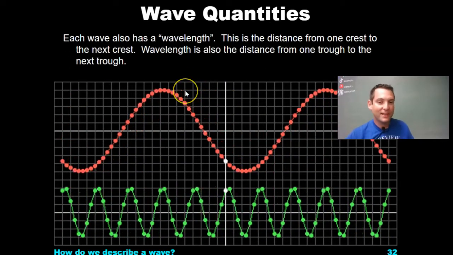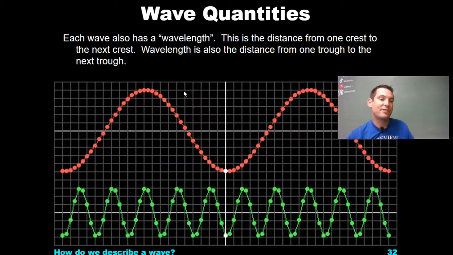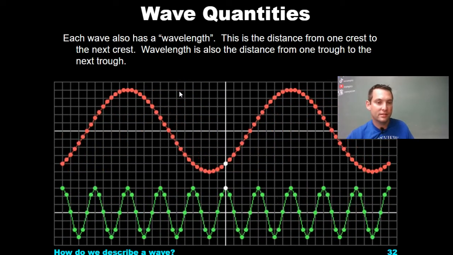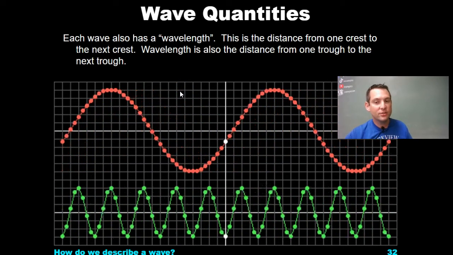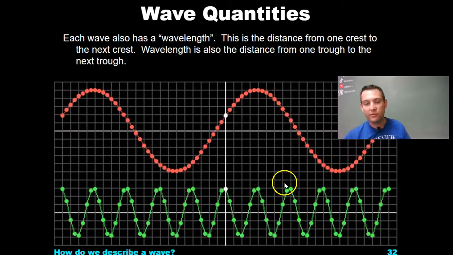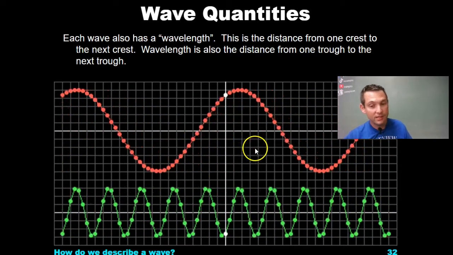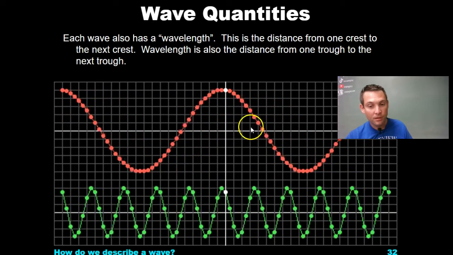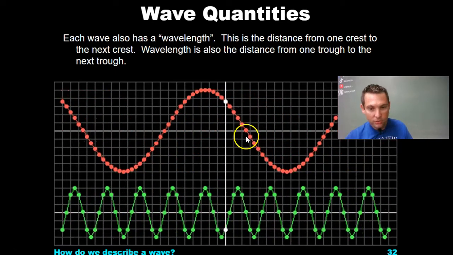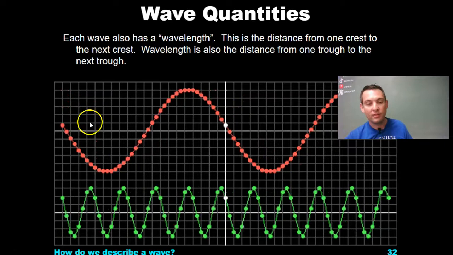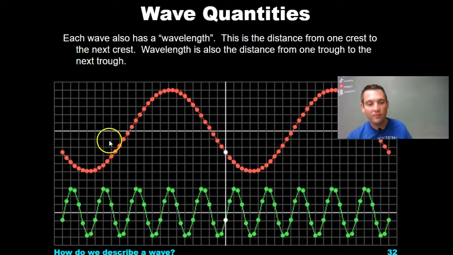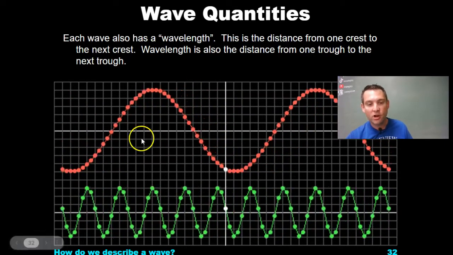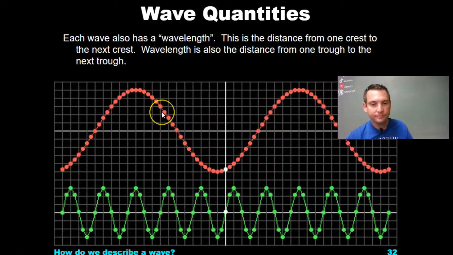Each wave has a wavelength. This is the distance from one crest to the next crest. Wavelength is also the distance from one trough to the next trough. Wavelength is also the distance from one point of equilibrium to that same exact spot on the wave. So it would make one complete wave with one crest and one trough, but you could start at the midpoint.